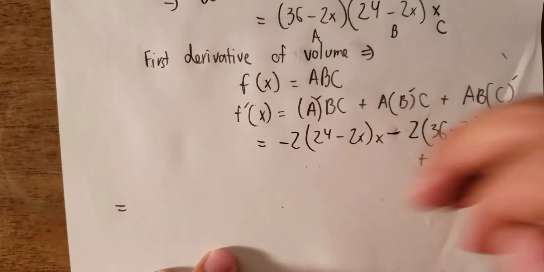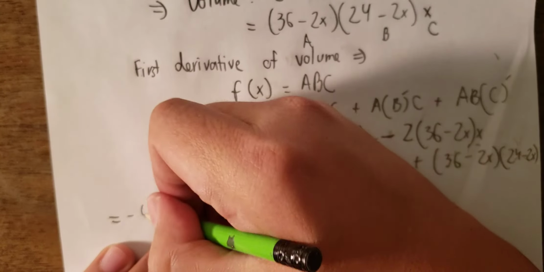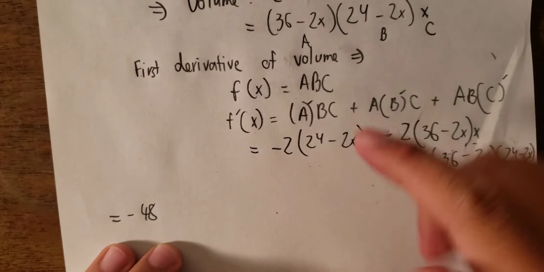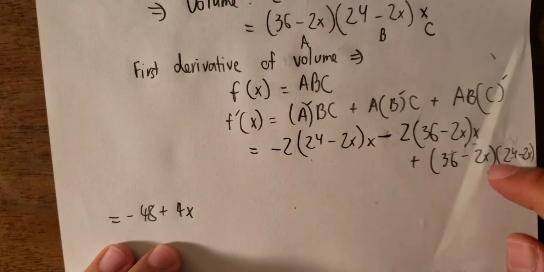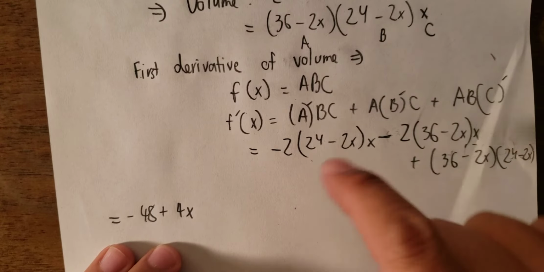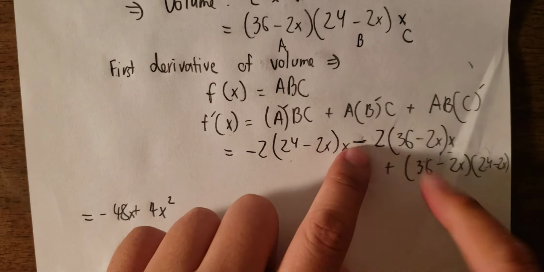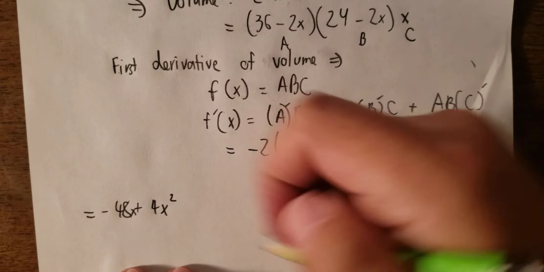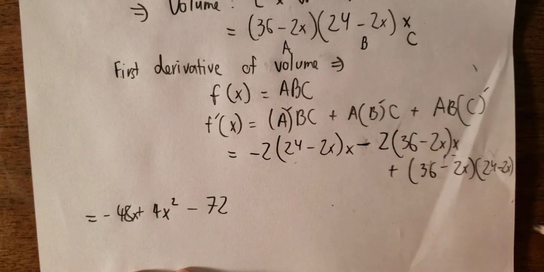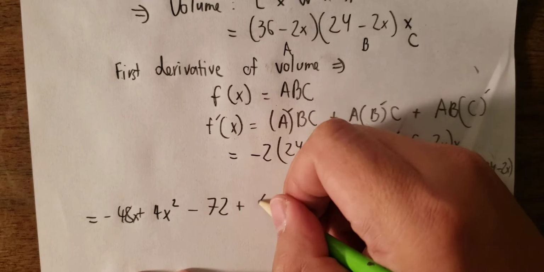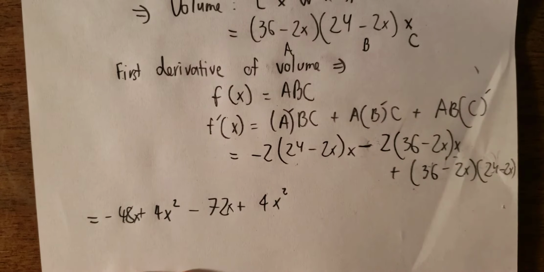Now we multiply together. We have minus 2 multiplied by 24 is minus 48. Minus 2 with minus 2s is plus 4s. We have the s in here, so we have s power 2. Similar with this one, we have minus 2 with the 36 is minus 72. Minus 2 with the minus 2s is plus 4s. We have s in here, so we have s power 2.